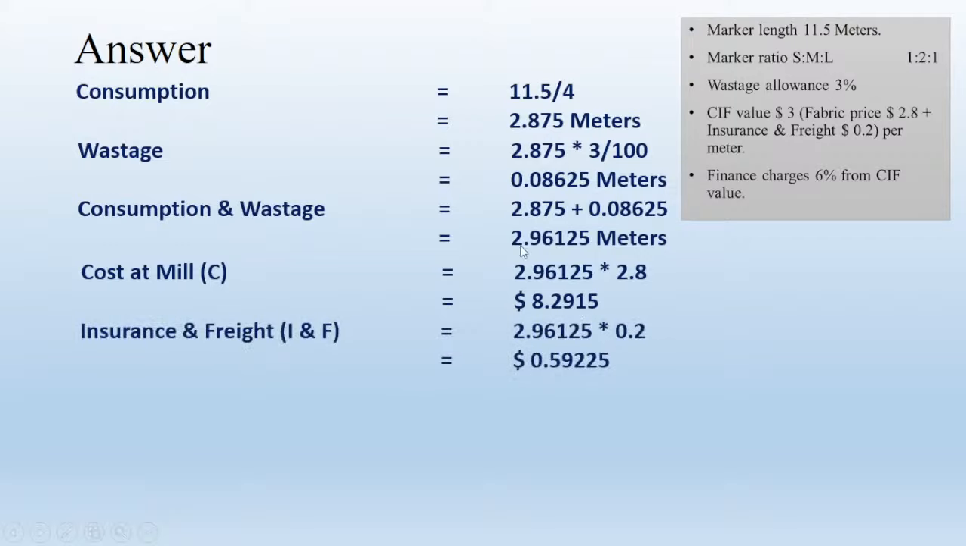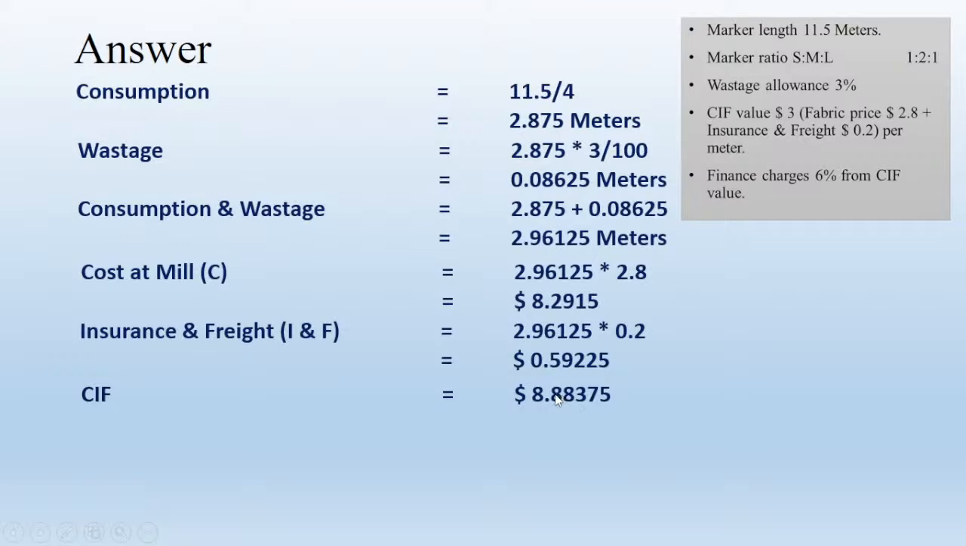And insurance and freight is 0.2 per meter. But this is applied to the required fabric requirement, including wastage. So 2.96125 into 0.2 is $0.59225 insurance and freight. Now you know the mill cost, 8.2915, and insurance and freight, 0.59225. Altogether, it's called CIF. It's a famous term, the INCO term. It's CIF, $8.88375 per garment.